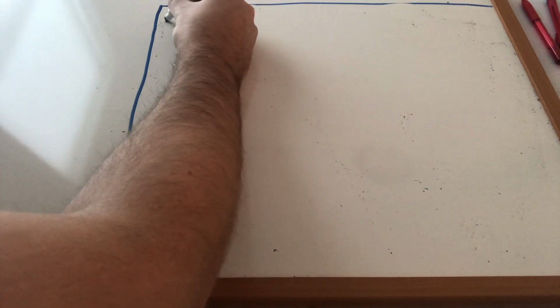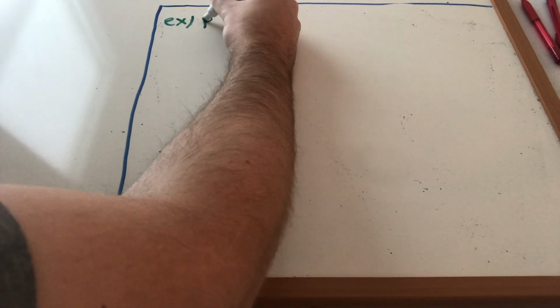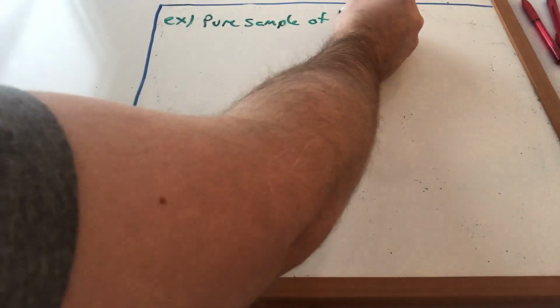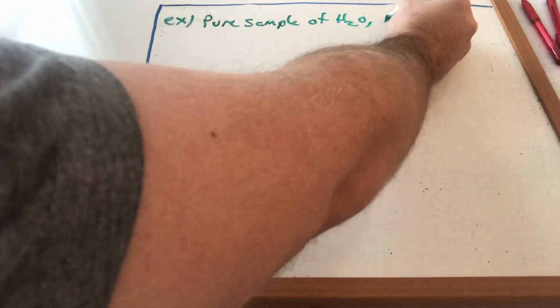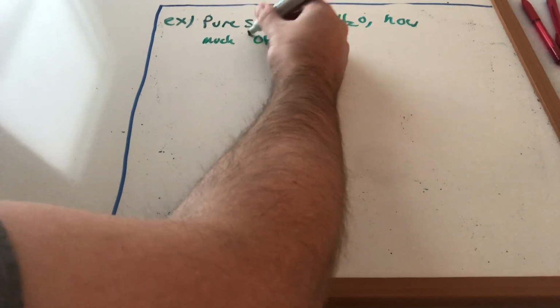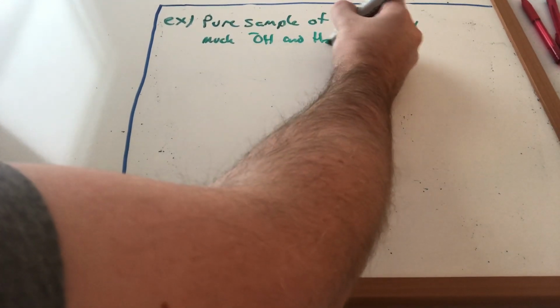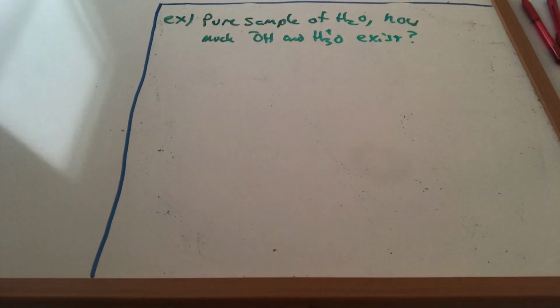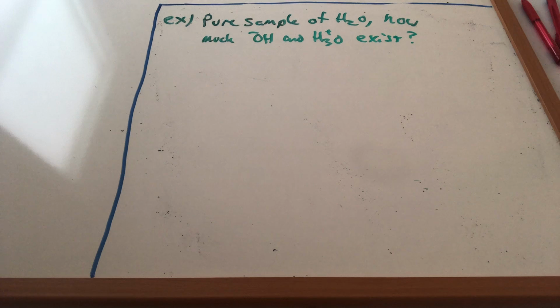Here's how we can use Kw. So in a pure sample of water, let's just do a quick example. In a pure sample of water, how much OH minus and H3O plus exist? What are their concentrations? Well, hold on a second.